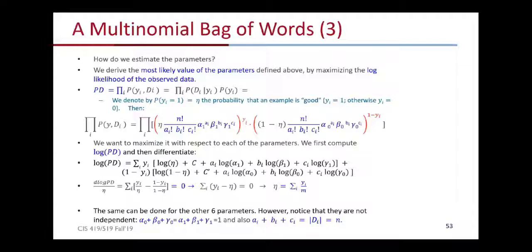Make sense? So let's think about what this means. It's basically the sum over i of yi over m. If you think a little bit about it, it should make sense. So what is yi over m?